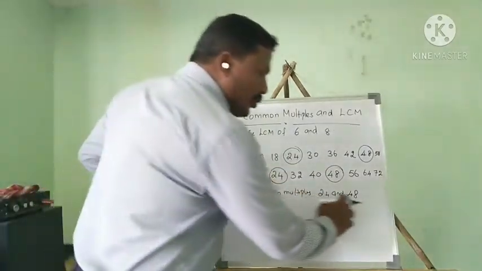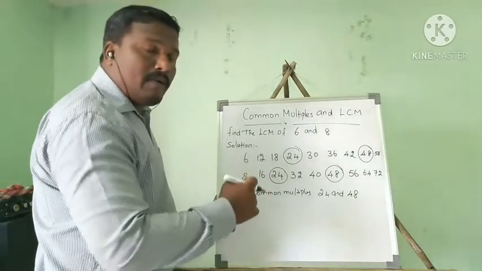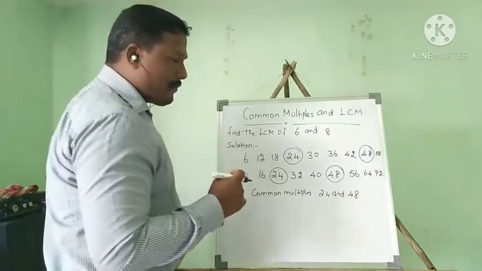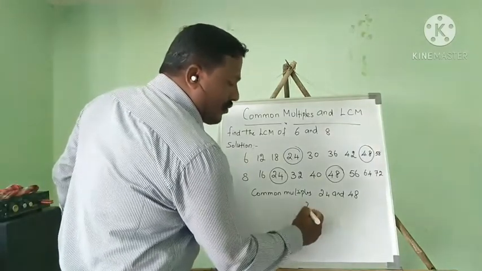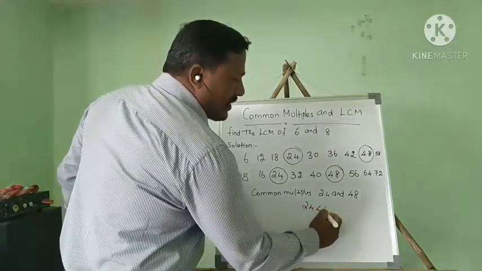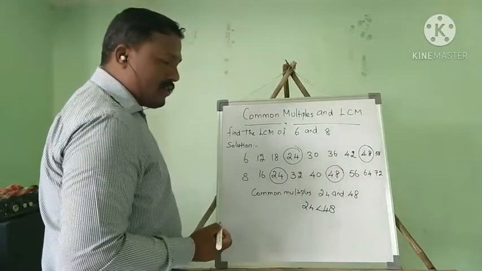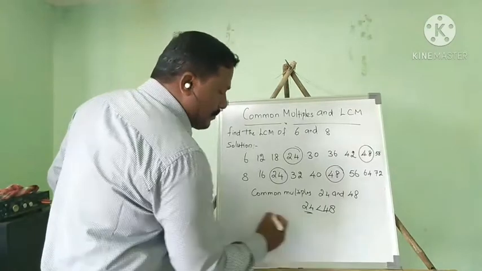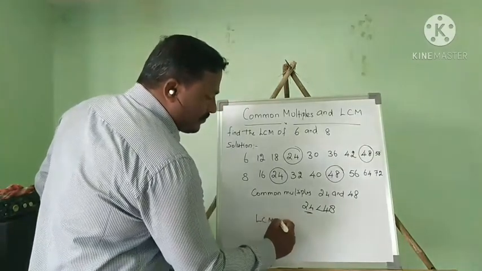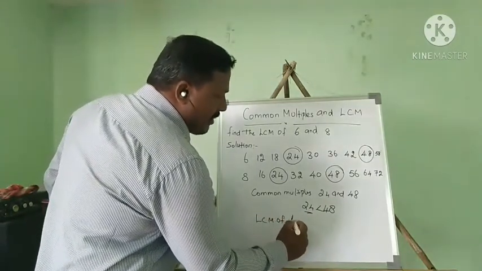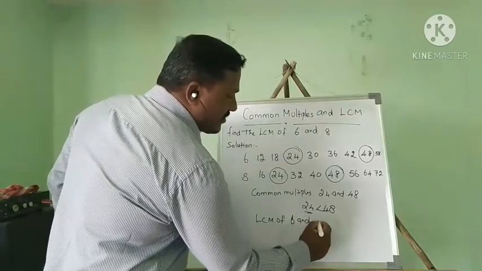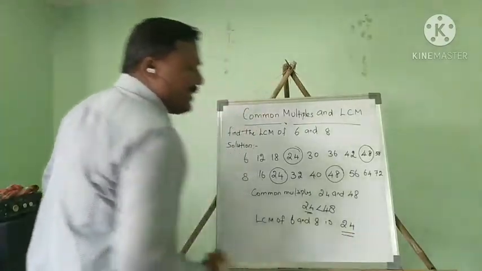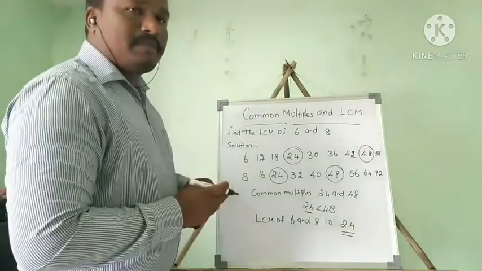Now in these two multiples, I'm going to find out the LCM, least common multiple, which is the lowest common multiple. So compare 24 and 48. 48 is the bigger number, so this is the smaller number. So this is the least common multiple. So LCM of 6 and 8 is 24. So 24 is the LCM, lowest common multiple or least common multiple.